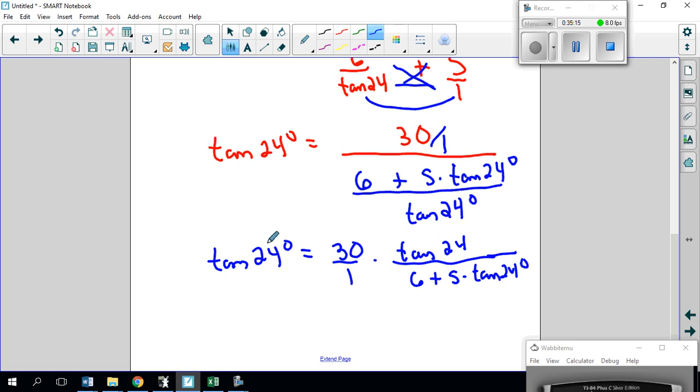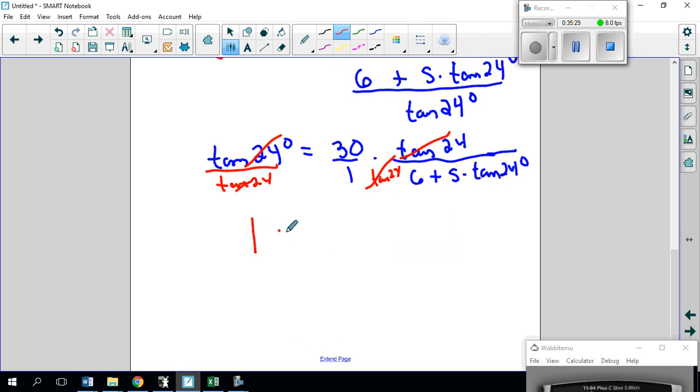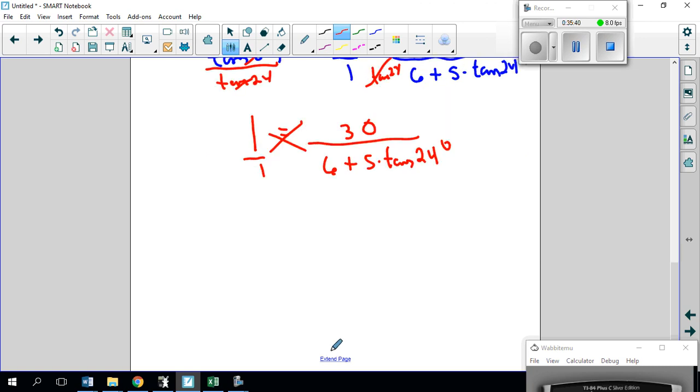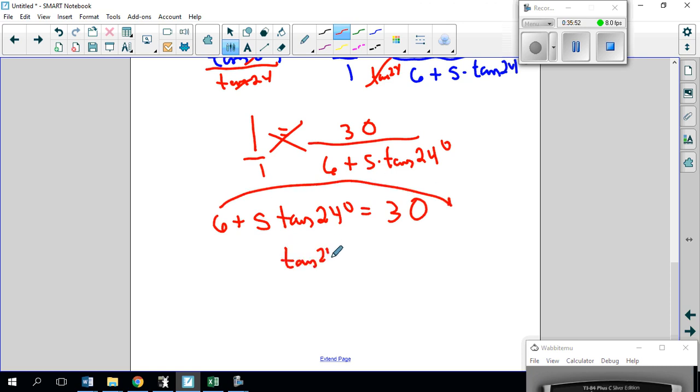Now, I can see a tangent 24 on both sides. So what I'm going to do is divide both sides by tan 24. Sorry about the mess, but this will clean things up big time. 1 equals 30 over 6 plus s tangent 24. Now I'm a cross multiplier guy, so I get 6 plus s tangent 24 degrees equals 30. Bring it on over, s tangent 24 degrees equals 24.